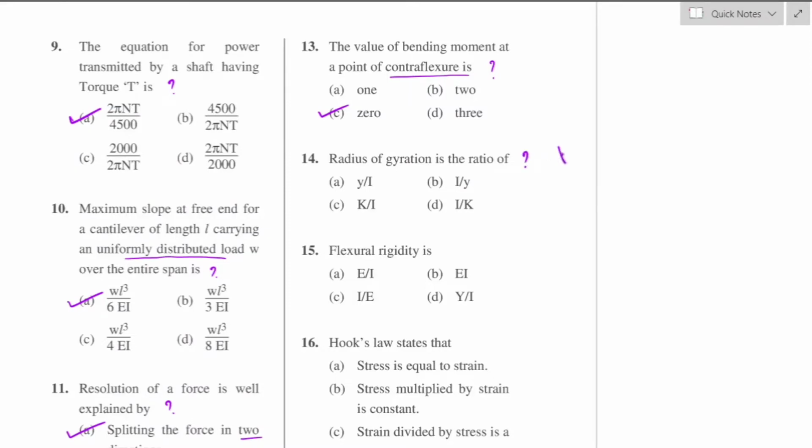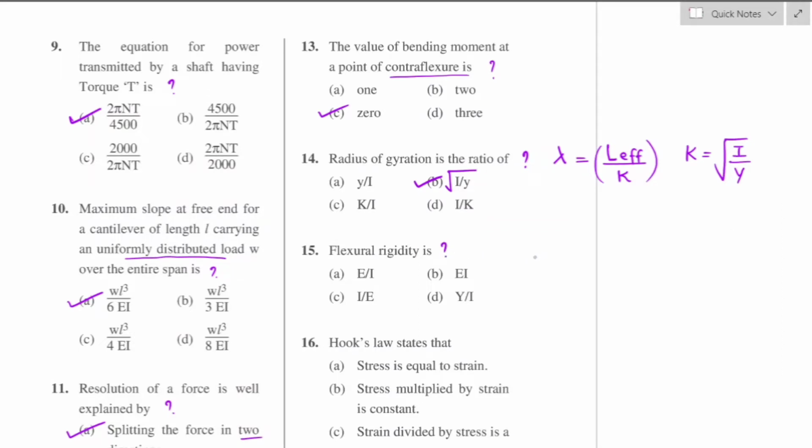Question number 14. Radius of gyration is the ratio of: we know that slenderness ratio of a column is given by the ratio of effective length of the column divided by least radius of gyration, where least radius of gyration is the square root of moment of inertia divided by area of the given cross section. So in the following options you can observe, for option B it should have been given as square root of I by A. So assuming this correction, the right answer must be option B.